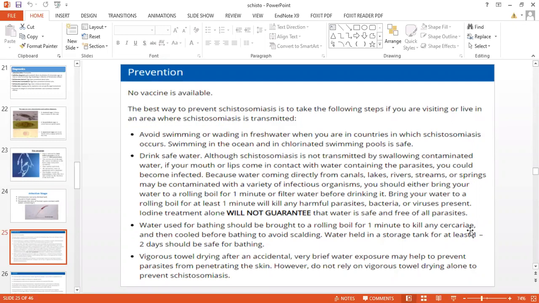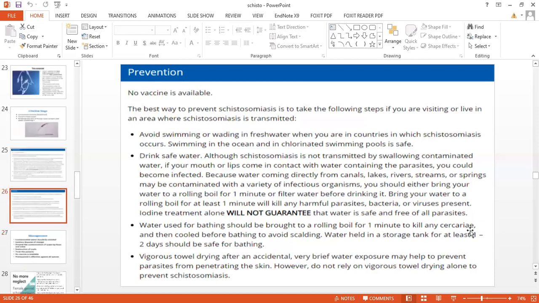Vigorous towel drying after accidental, very brief water exposure may help to prevent the parasite from penetrating the skin. However, do not rely on vigorous towel drying alone to prevent schistosomiasis.